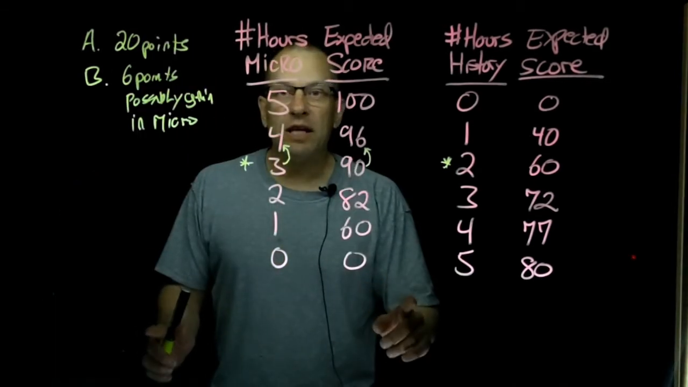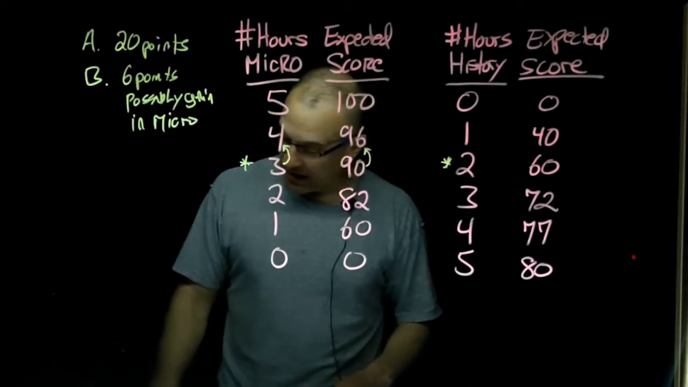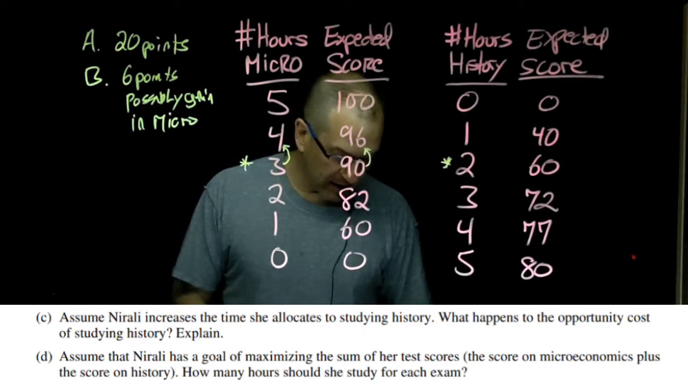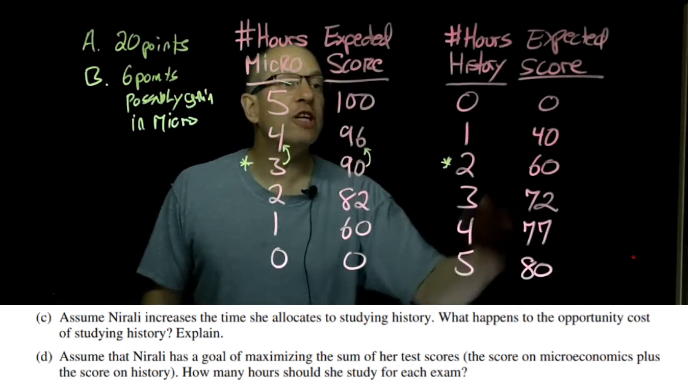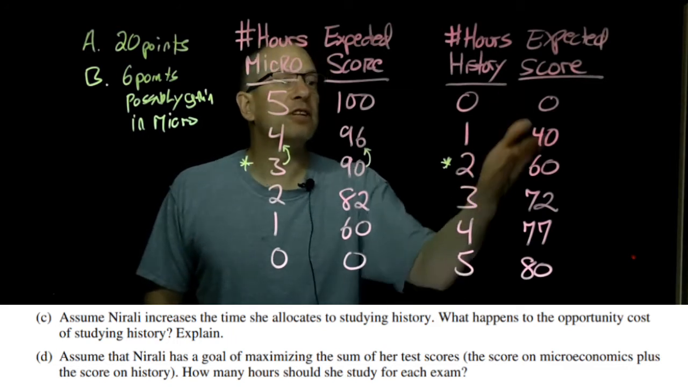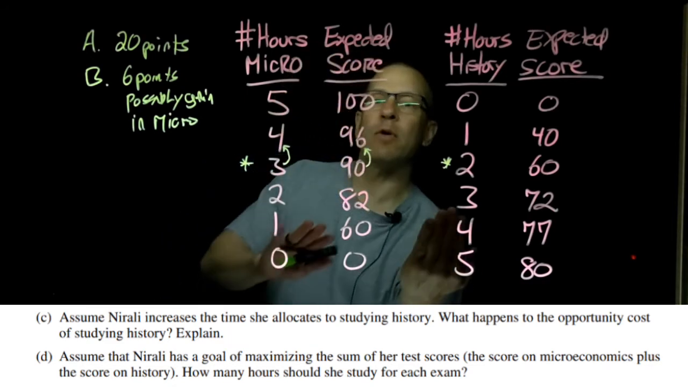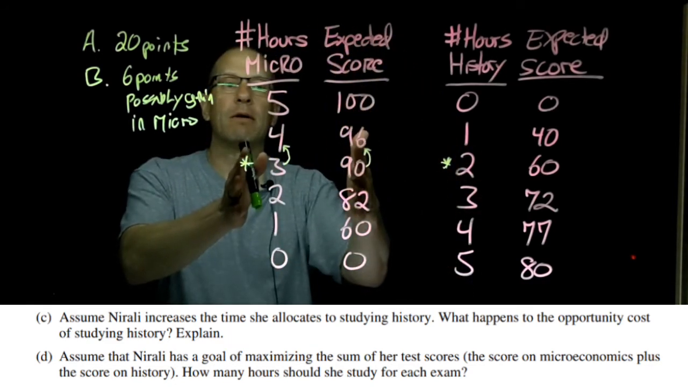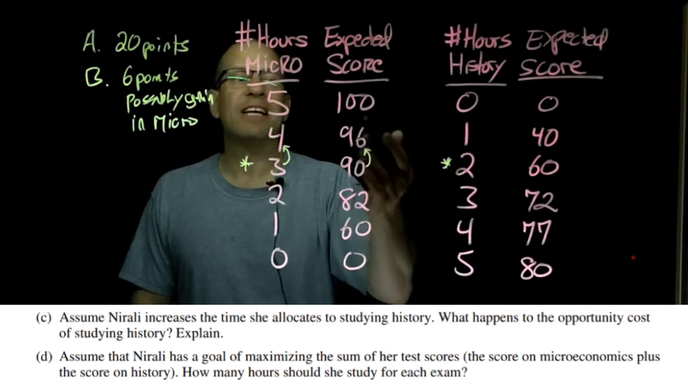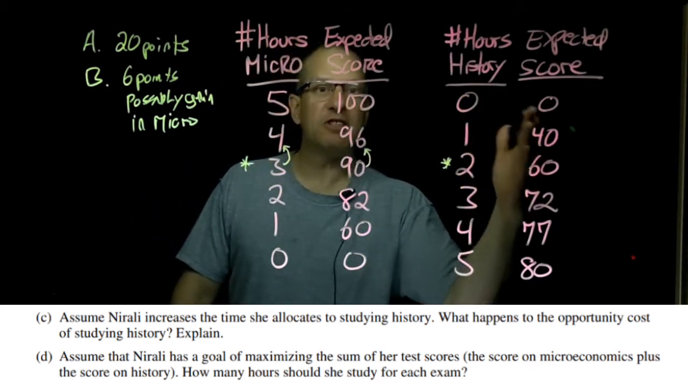All right. C asks the question, assume Naraili increases the time she allocates to studying history. What happens to the opportunity cost of studying history? Explain. So she increases the time from 2 hours to 3 hours in studying history. Okay, it asks what happens to the opportunity cost. So it's asking what did she give up over here to gain more over here. The opportunity cost increased when she decided to spend more time studying history.